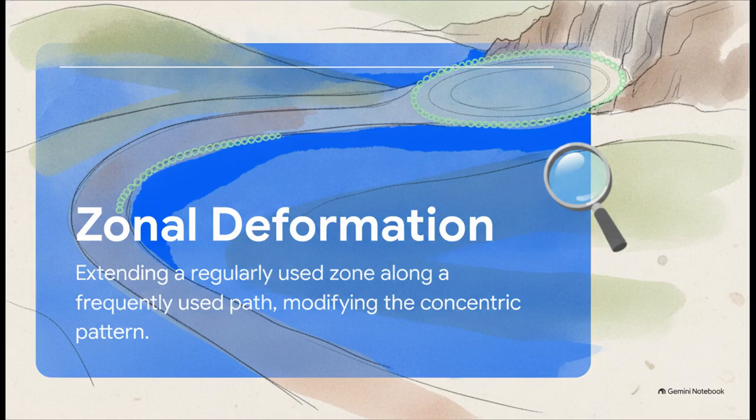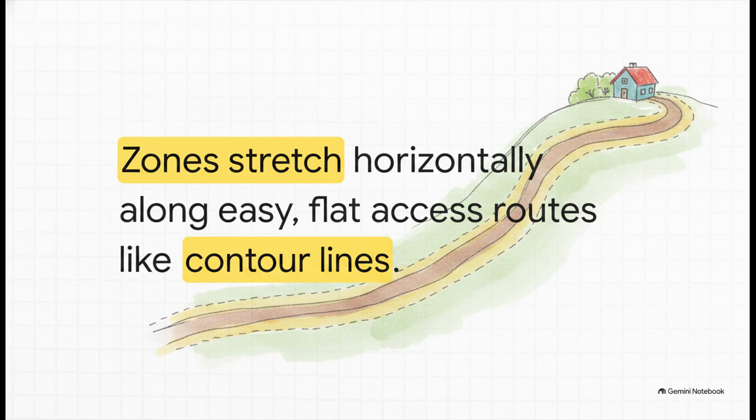Zonal deformation is just the reality that zones stretch along paths of least resistance, and they compress real tight the second they hit natural barriers. Take a look at this house nestled on a hillside. Notice how Zone 1, the area that needs constant daily observation, doesn't form a circle at all. Instead, it stretches way out to the sides, perfectly following a level contour path.